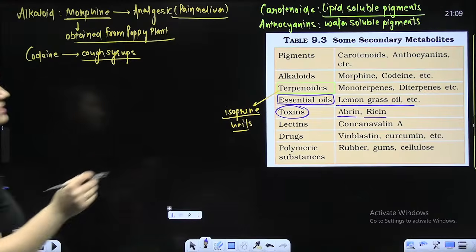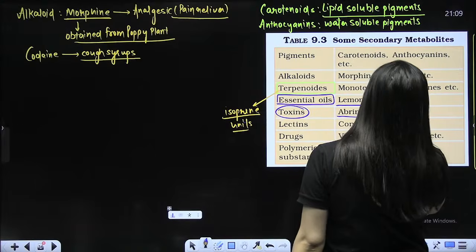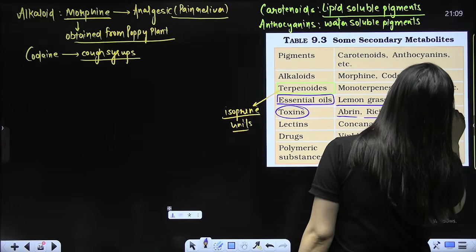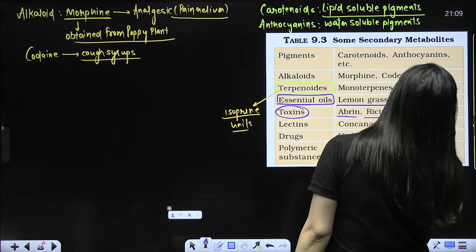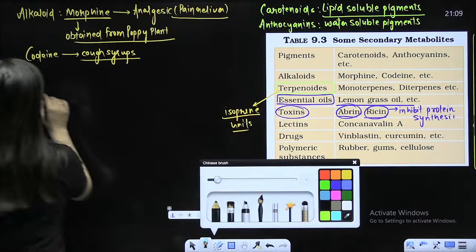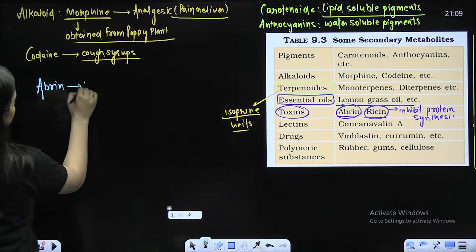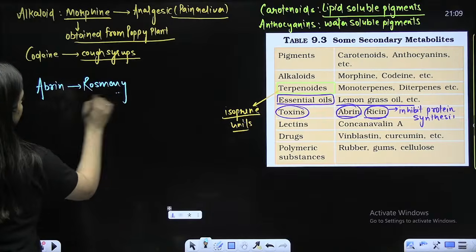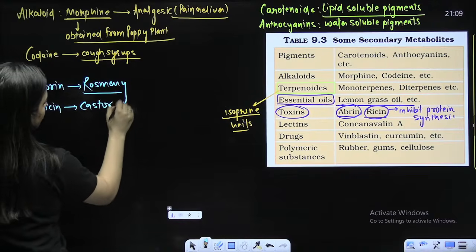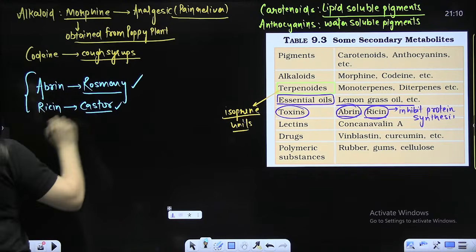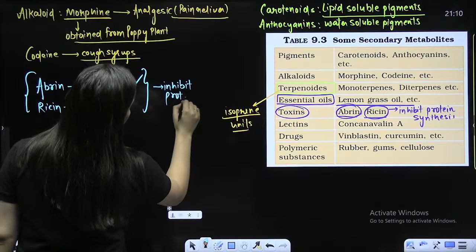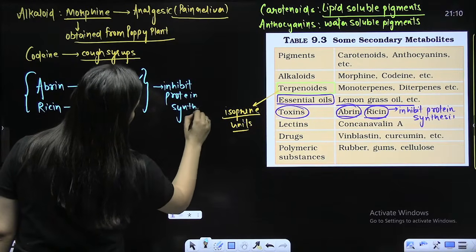So heparin and ricin are the toxins. They both can inhibit protein synthesis. They can stop protein synthesis. This heparin is obtained from rosemary. This ricin is obtained from castor. Trust me, you have seen these plants as well. Ricinus is the scientific name there. Castor is also a medicinal plant. So they both are toxins and both can inhibit protein synthesis. If proteins will not form, how will the body function, how will things work?